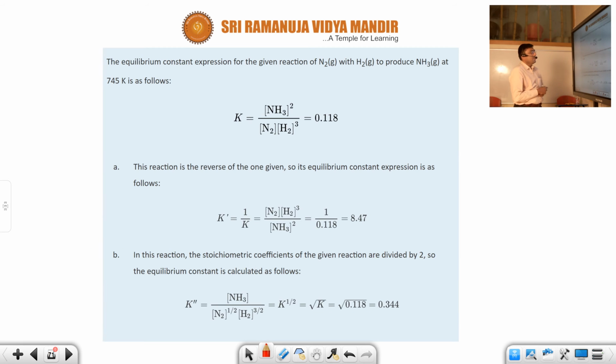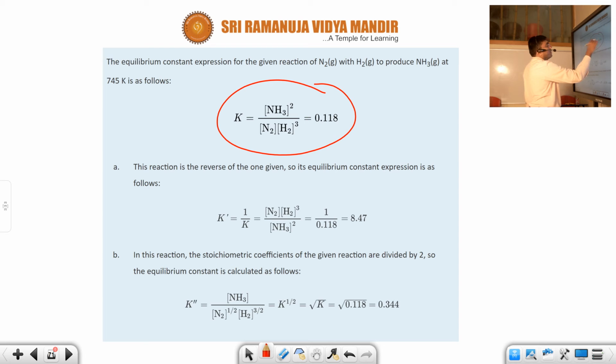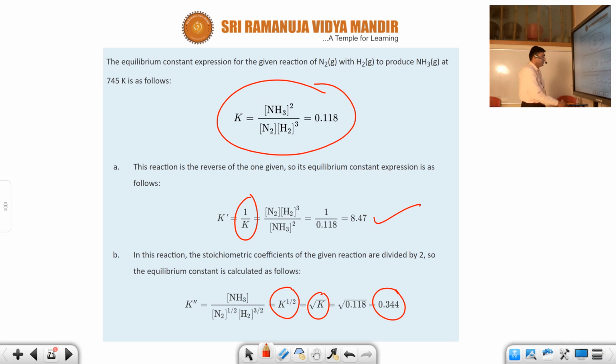Now let us solve. This is what exactly I have conveyed to you. The first reaction is given, K of ammonia whole square is equal to 0.118. And for the second reaction, it is 1 by K, you got 8.47 as the answer. The second reaction is K power half, that is root K, and you got 0.344.